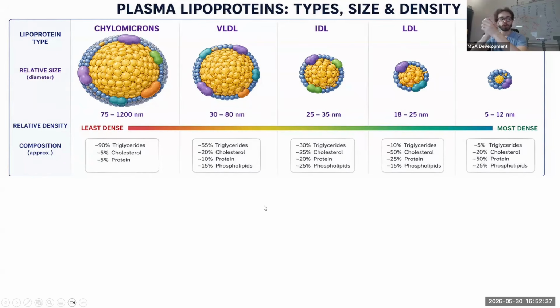Now I want to explain a concept that you will definitely get at least one question about, which is the size of the lipoproteins relative to their density. What if I tell you guys that you won't even need to memorize this? I'm going to make it logical for you.